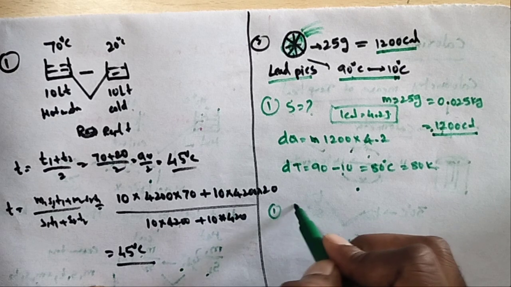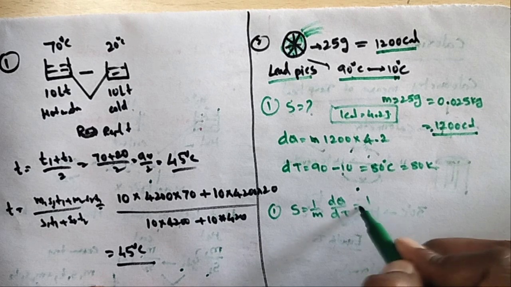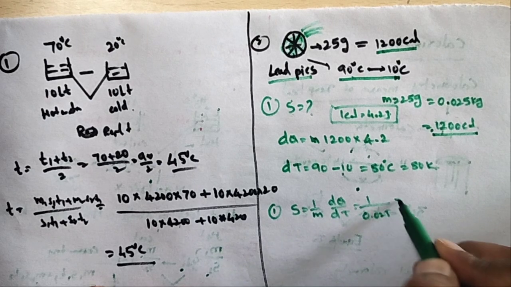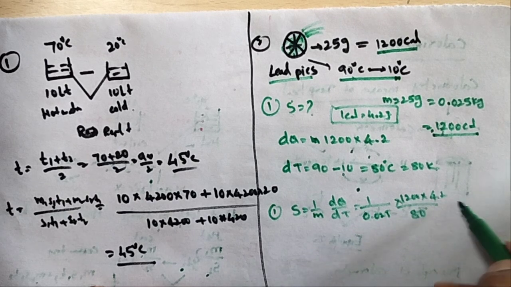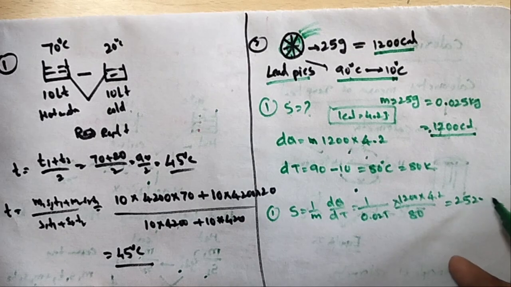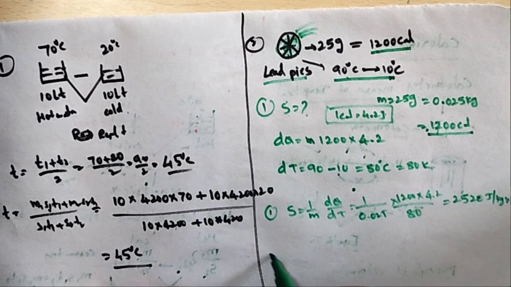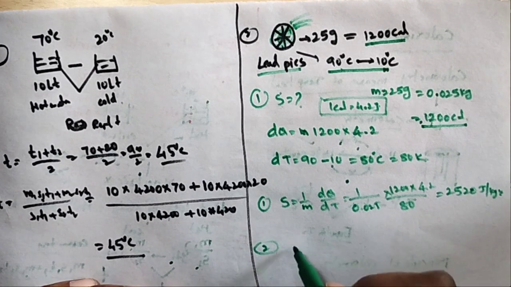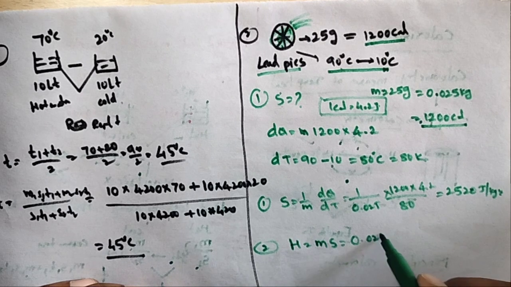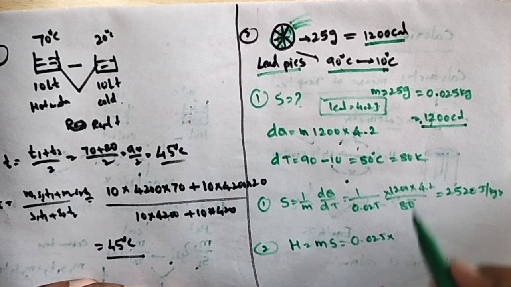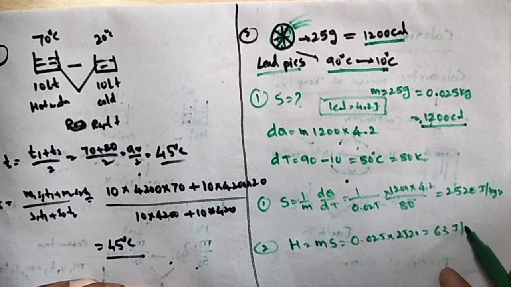Specific heat first: S is equal to 1 by M dQ by dT. So 1 by M, 0.025, dQ 1200 into 4.2, by delta T 80. You can calculate 2520 joule per kg Kelvin. That is the specific heat. Then thermal capacity H: what is the formula? M into S, 0.025 into 2520, so 63 joules per Kelvin.